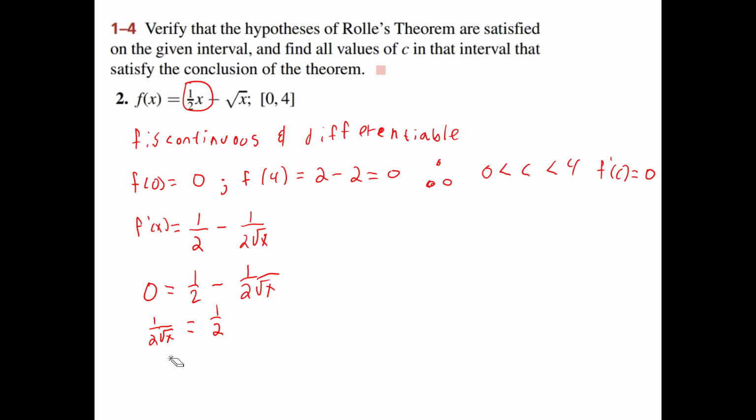We can cross multiply. So 2 is equal to 2 square roots of x. We can divide both sides by 2, so 1 is equal to the square root of x. And then square both sides, x is equal to 1. Only thing is, when you square both sides of an equation, you have to check to make sure that it really works. And you can see that f prime of 1 is equal to 1/2 minus 1 over 2 times the square root of 1, which is 0. Right? And so there we go.